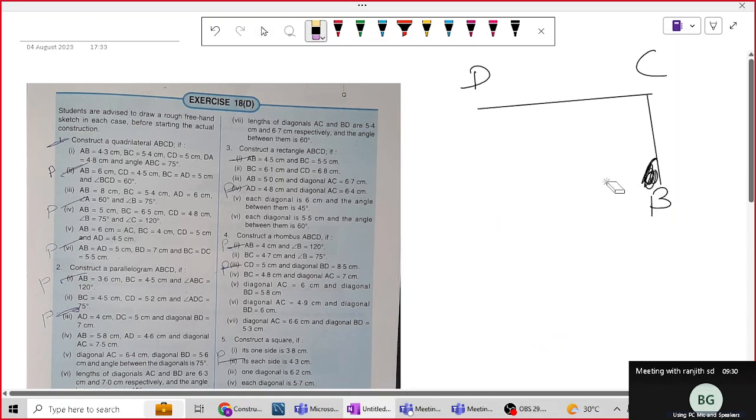Last year you all had only up to construction of triangles, right? Only three-sided figures. Okay, now look at this.